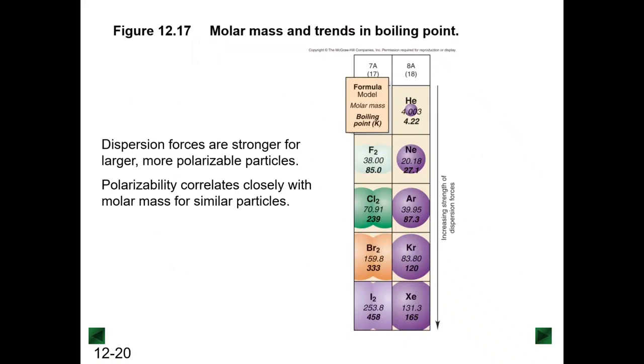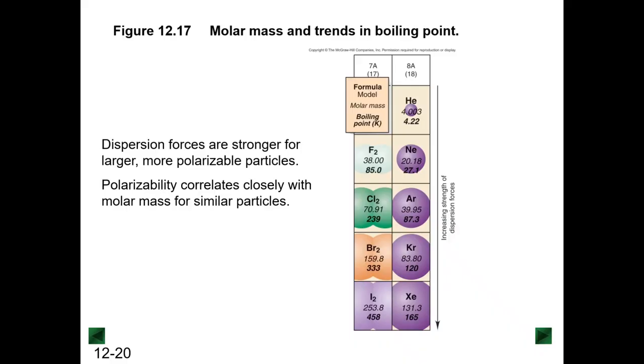And here's our example. We can look at the boiling point for a series of substances, and we're looking at the molar mass of these substances. Let's look at the one on the right first. That's our noble gases. Those are very easy to see. We have helium, neon, argon, krypton, and xenon.